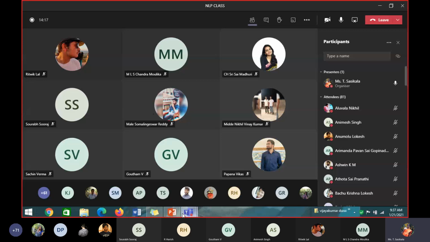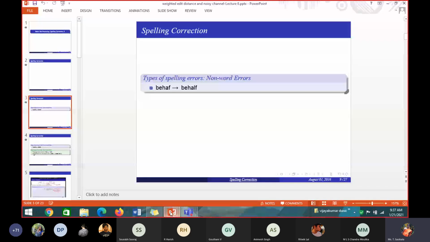Okay, so what is spelling correction? Actually, spelling error, non-word error. The word is not found in the dictionary. That word is wrong. For example, if my original word is behalf, but I have typed a word called behaf, B-A-H-A-F, one L is missing. So we call it a spelling error. Okay, non-word error. Why is it called a non-word error? The word is not present in the dictionary.